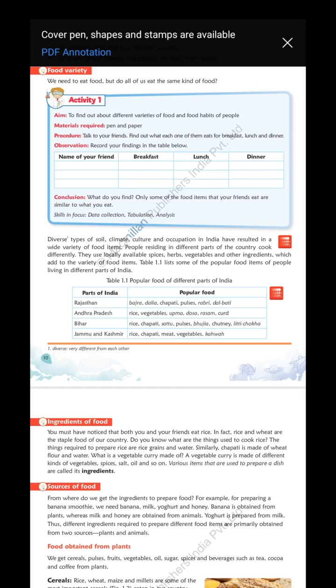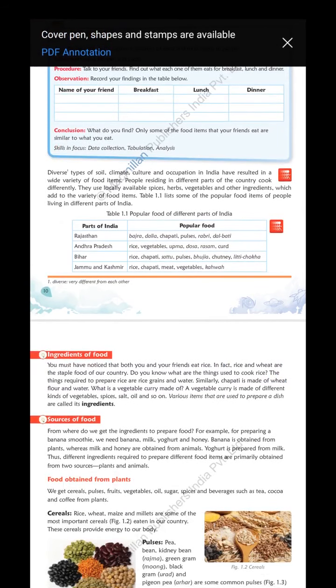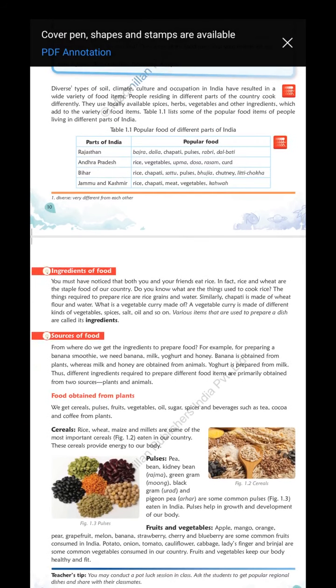Our farmers most probably crop those crops. And in Bihar, rice, chapati, sattu, pulses, bhujia, chutney, and in Jammu Kashmir, rice, chapati, meat, vegetables, and kahwa. So in that manner they will eat. How do those people select in that manner? According to the weather conditions, according to the climatic conditions, they crop. The farmers will prefer that, and according to those weather conditions, they have to take that type of food only. And the next one is called ingredients.